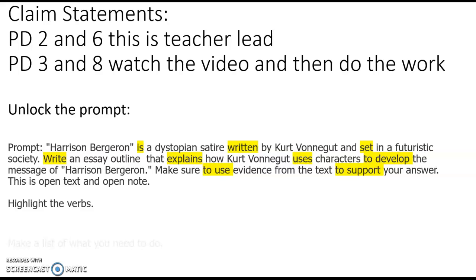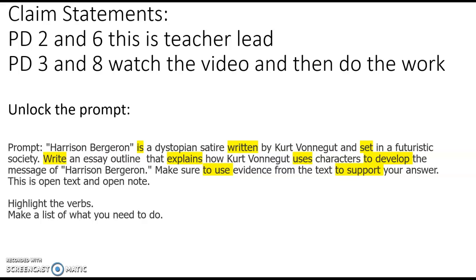So what we want to do now is make a list of what we need to do. Go ahead and pause the video right now and make a list of what you need to do based on those verbs. What I'm going to tell you is you don't really need to look at that first sentence. That first sentence is giving us background information. Start from the second sentence and write a list of all the things that you need to do.